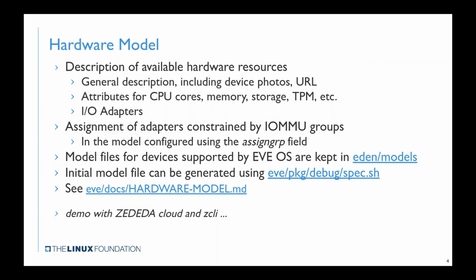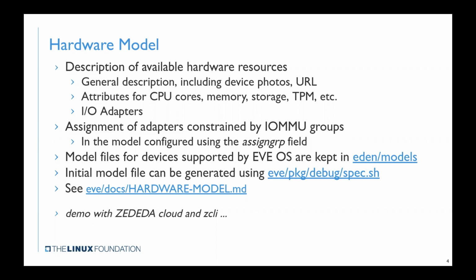We have some model files already prepared for a set of devices which are commonly used with EOS, and we have them in the Eden repository. That is the LFH organization on GitHub, Eden repository, and directory models. So you may find a model for your device already there. But if it's not there, then you need to prepare a model file by yourself.